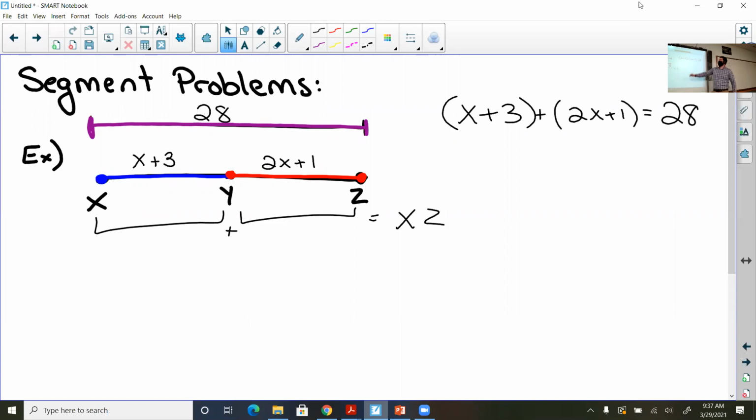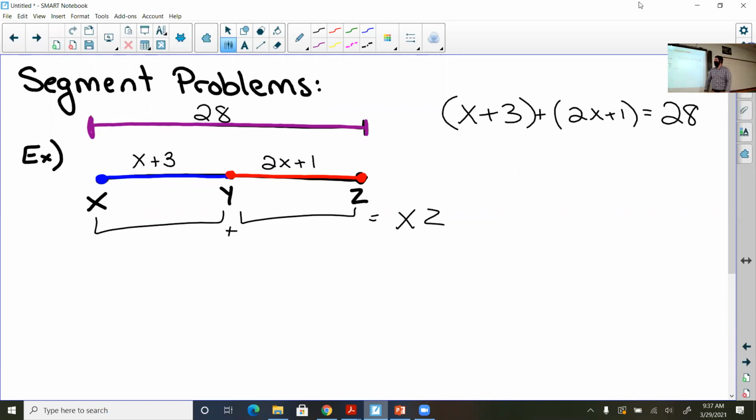So quick recap. The segment problems is when we have segments we add together to equal a full segment. The first segment is X to Y. The second segment is Y to Z. When I add them together, I get my full length.